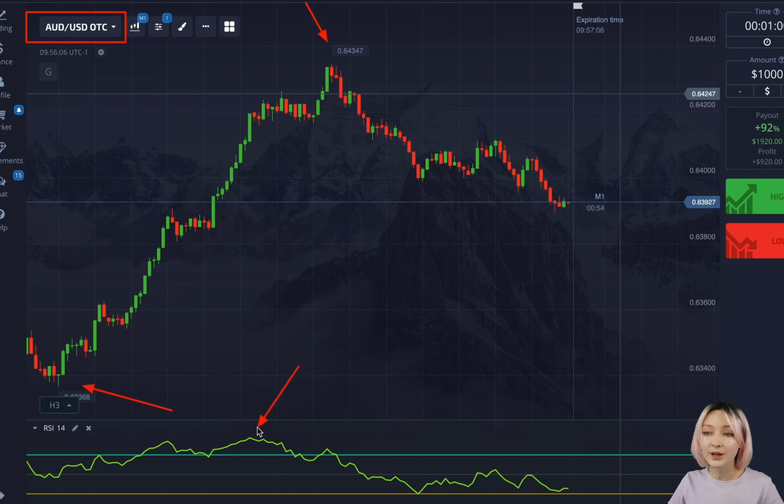However, at some point, RSI started falling while the chart was still growing. Basically, we take two vertices in the chart and in these same peaks on the indicator. Here are the two vertices in the chart. Let's draw a line through them. And here are the same two vertices on the indicator. Here's one in the chart. Here it is on the indicator. Same here, the chart peak, this same peak on the indicator.